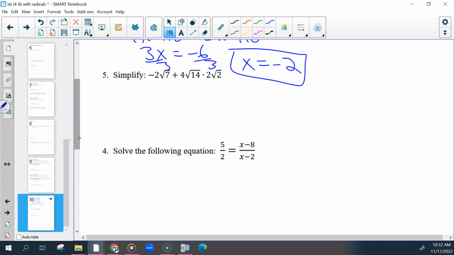For number 5, going back to your simplifying radicals, we need to do order of operations. So multiply first the outsides together and the insides together. Bring down your negative 2 root 7 plus 8 times root 28.